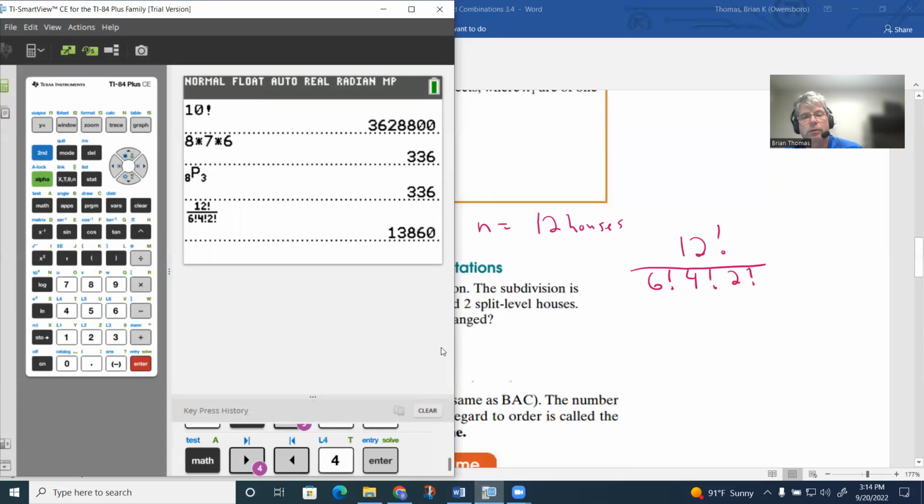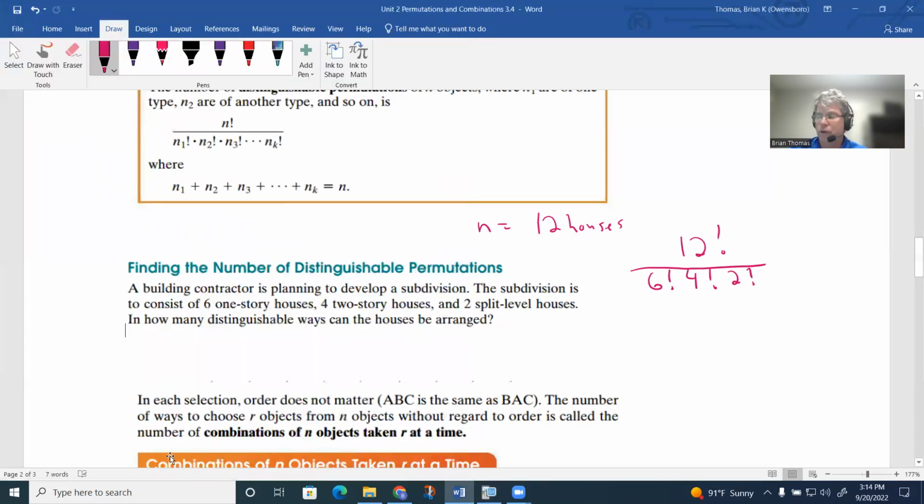13,860. So this would turn into 13,860. So the distinguishable ways of arranging those houses. So it's surprising how many different ways you could do that.